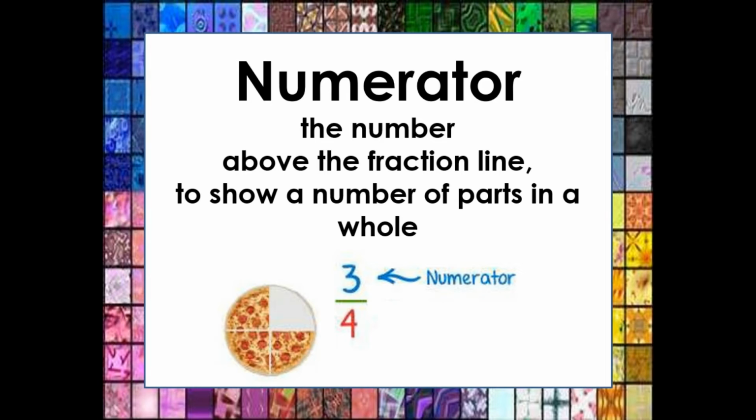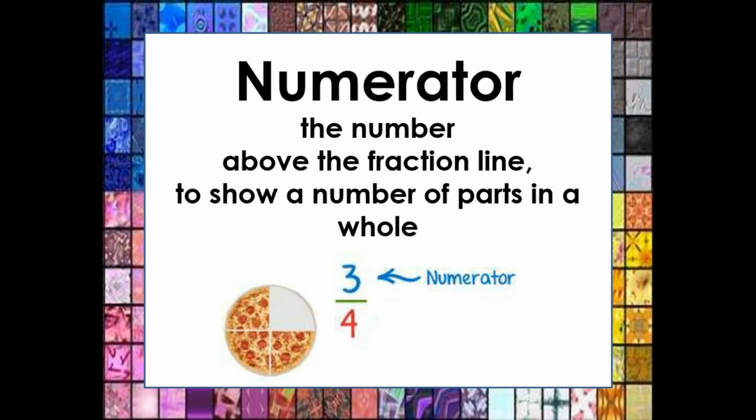Now, a fraction is written with a number above and a number below with this line. Okay, the fraction line. So, the number above is known as the numerator. Numerator is the number above the fraction line to show a number of parts in a whole. So, itong si numerator, ito yung nagsasabi kung ilang parts ang kinuha mula sa whole.